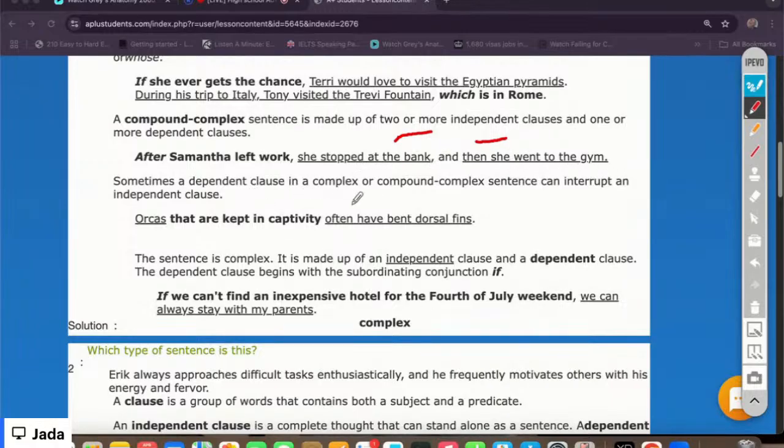Now, sometimes a dependent clause in a complex or compound-complex sentence can interrupt an independent clause. So sometimes it can interrupt, and sometimes you can have two independent clauses in the sentence, or you can even have two dependent clauses in the sentence.